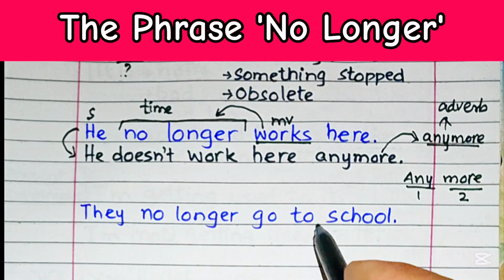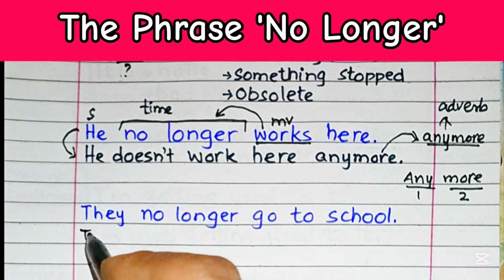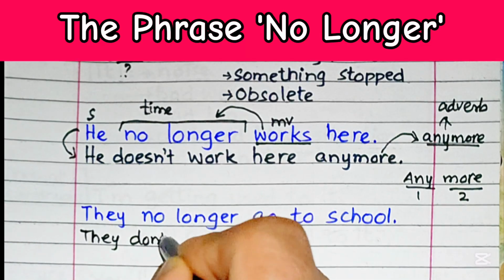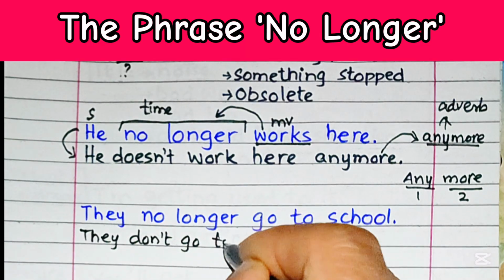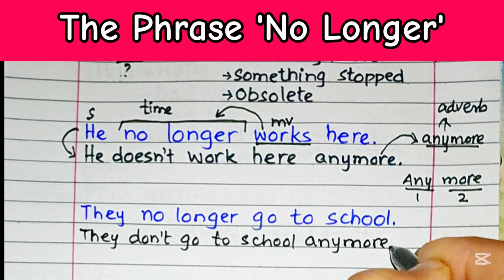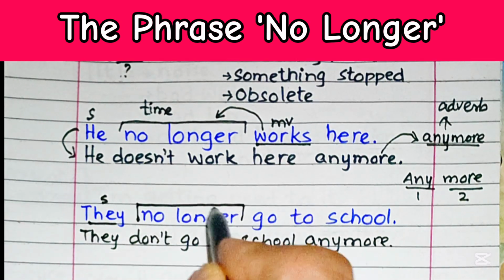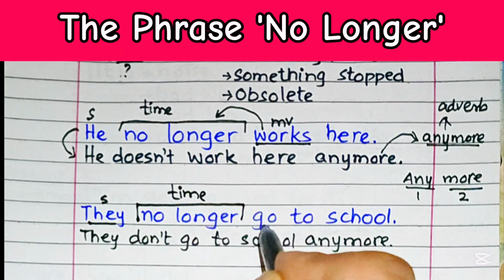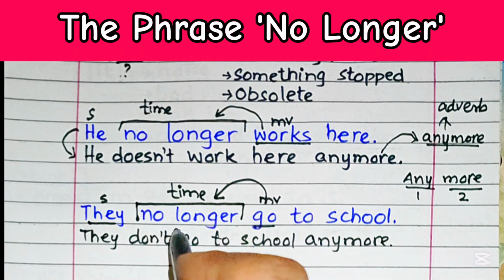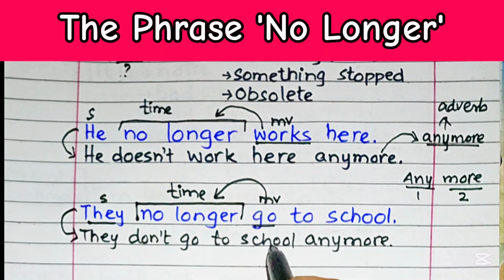They no longer go to school. It has the same meaning as if I write it like this: they don't go to school anymore. So in this sentence, this is the subject "they," and then we have this "no longer" that reflects the time, and then we have this main verb, and before this main verb we put this phrase "no longer." They no longer go to school. It means that they don't go to school anymore.